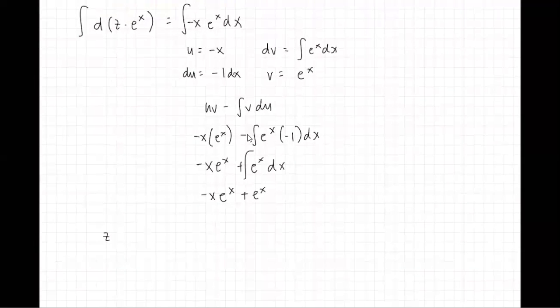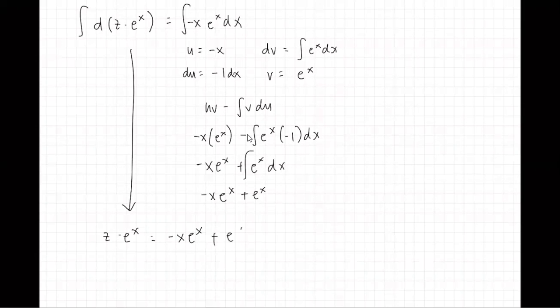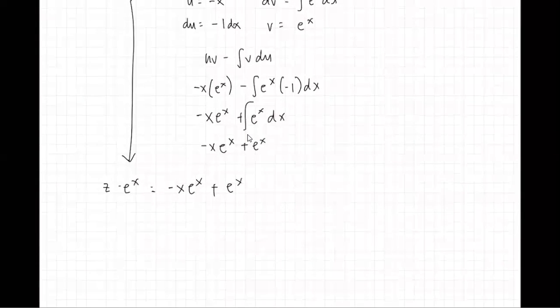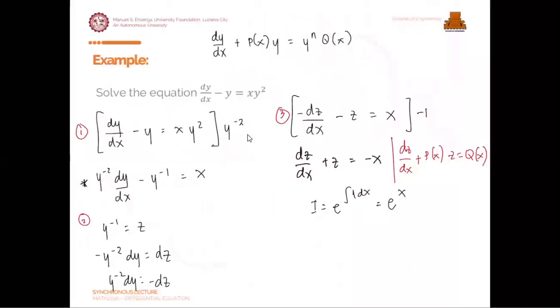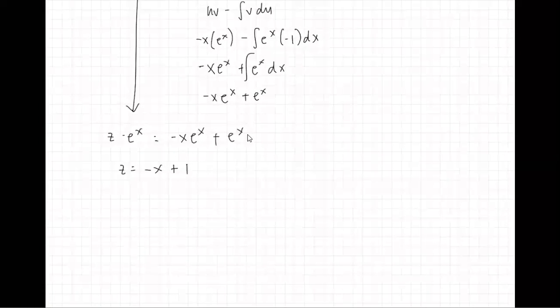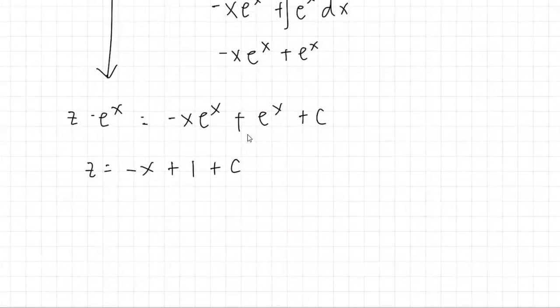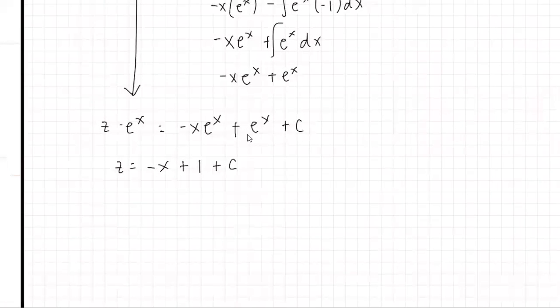So, substitute natin dito. So, z e to the x is equals to negative x e to the x plus e to the x. So, pwede natin cancel out lahat ng e to the x. Matitira lang is z is equals to negative x plus 1. Then, substitute back natin yung value ng z. Ang z natin is y negative 1. Okay? So, lagay natin yung plus c natin. So y negative 1 is equals to negative x plus 1 plus c.